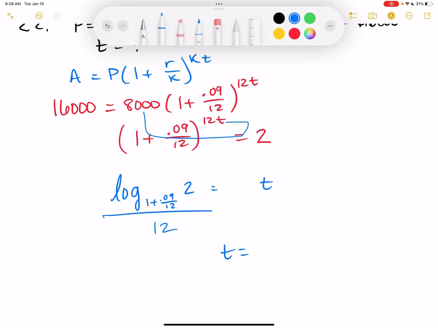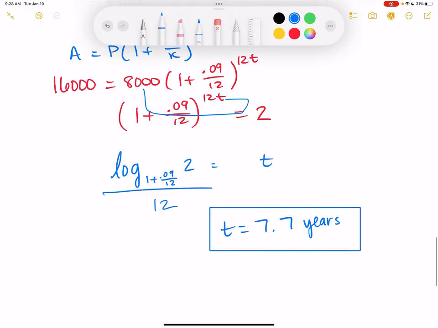What do we get for T? 7.7. We'll call it 7.7 years. Now your book is going to convert this into so many years and so many months, but I'm okay with you just leaving it. Any questions about that one? Good. Okay.